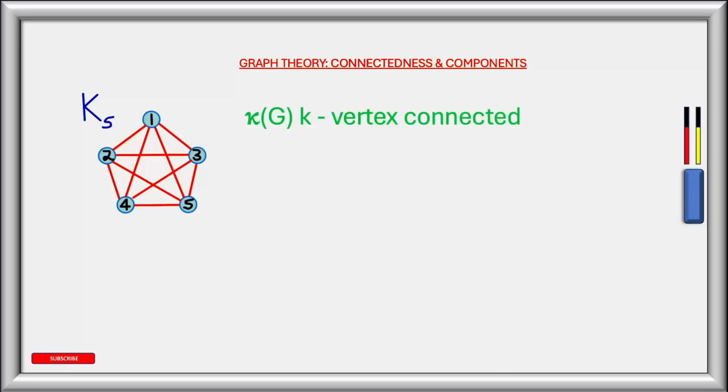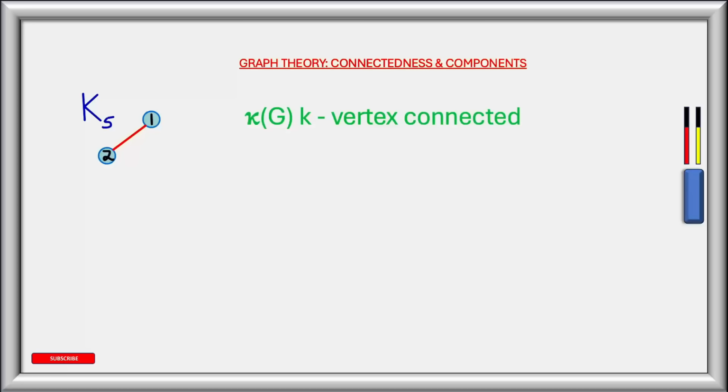So for this challenge, what is the minimum number of vertices we need to remove before the graph becomes disconnected? Let's start by removing vertex 5. So once vertex 5 is removed, we see that the graph is still connected. So let's continue by removing vertex 4. After removing vertex 4, we still have a connected graph. So let's remove vertex 3. After removing vertex 3, we still have a connected graph with two vertices, vertex 1 and vertex 2.